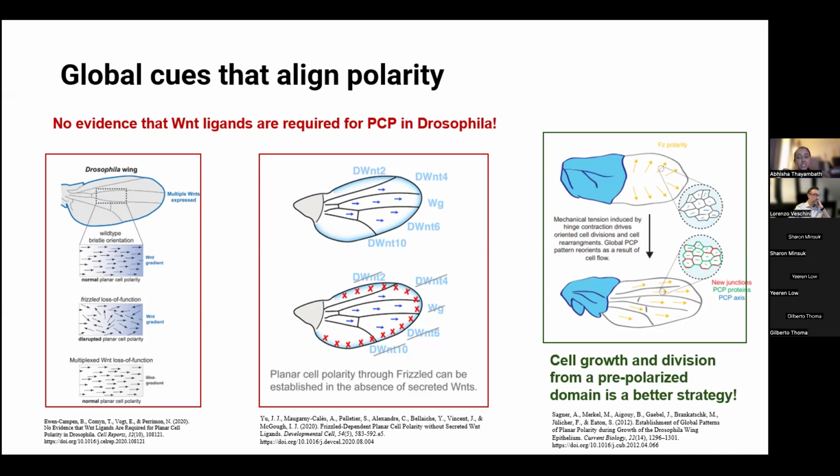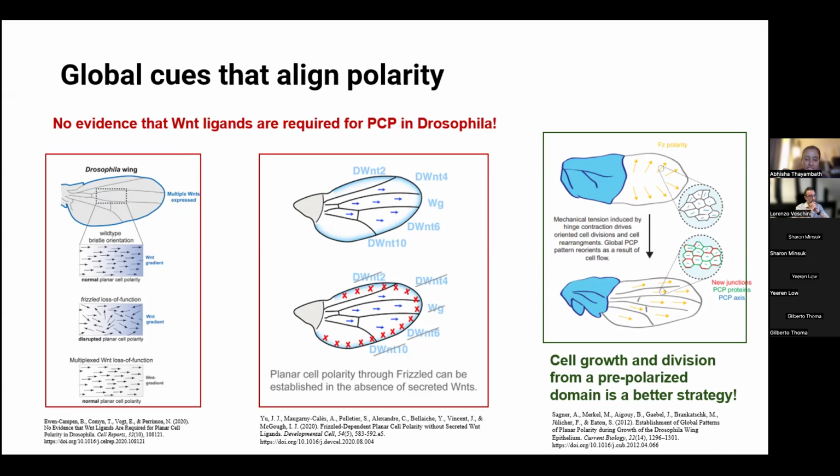So current understanding shows that there is a lack of evidence that supports the requirement of Wnt gradients or Wnt ligands for PCP in the Drosophila wing. And there is this recent 2012 paper that suggests that morphogen gradients orient PCP vectors through their effects on growth and morphogenesis. So in a sense, cell growth and division from a pre-polarized domain can better help the cells achieve long-range polarity, and that could be a better strategy.